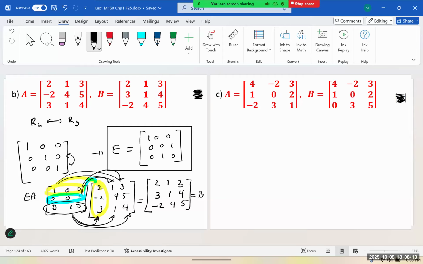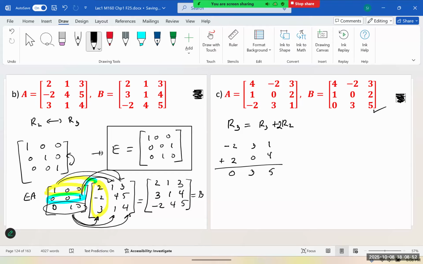Elvin, would you like to try C? So row 3, you just added to row 2. So row 3 is row 3 plus 2 row 2. Okay, let's see. Row 3 is -2, 3, 1. 2 row 1 is 2, 0, 4. And when you add, we get 0, 3, 5. Exactly what you have on B.